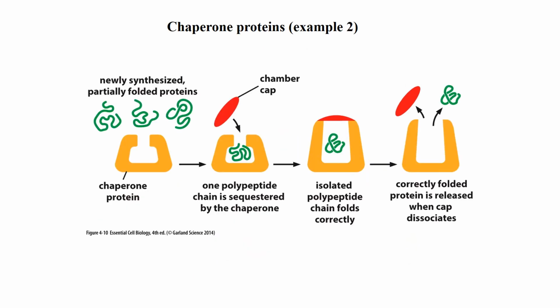Another type of chaperone protein is illustrated in this picture. In this case, there is a chamber formed by a chaperone protein in which a polypeptide chain would be sequestered. Another part of the chaperone protein forms a cap or a lid. Inside this chamber, the isolated polypeptide is able to fold correctly without influences from other components of the cell that could cause it to misfold. Once the protein is folded properly, it'll be released and then can resume its function.